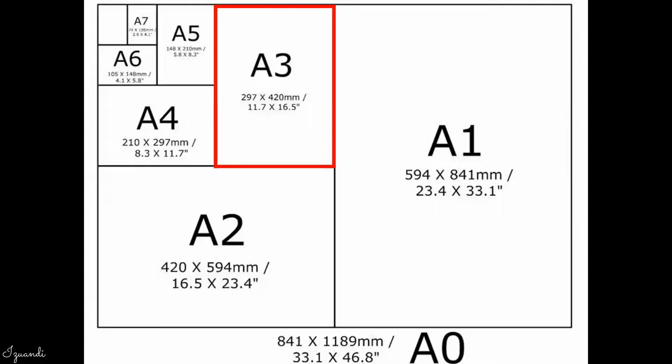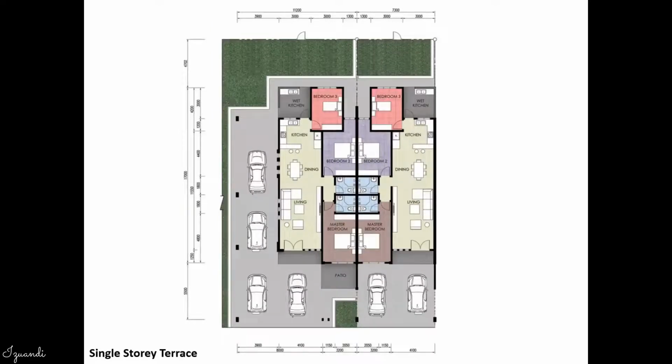So how can the scale fit into this size of paper? Okay, let me show you. Alright, this is an example of a drawing or floor plan for a single-story terrace. This is how you convert from examples. You are using a scale that can fit your papers. For example, this is the A3 paper that I'm using. Remember the size of A3 from before?